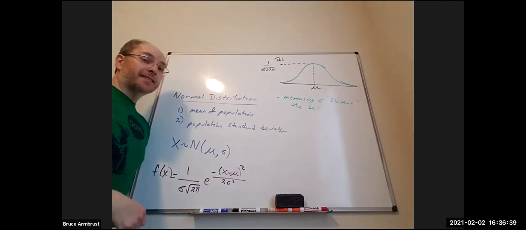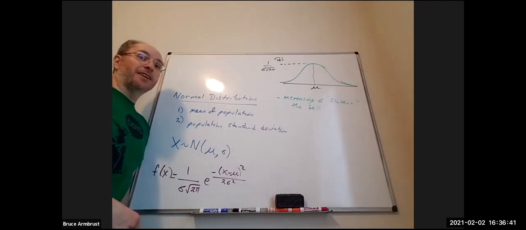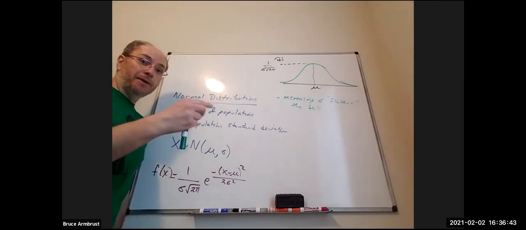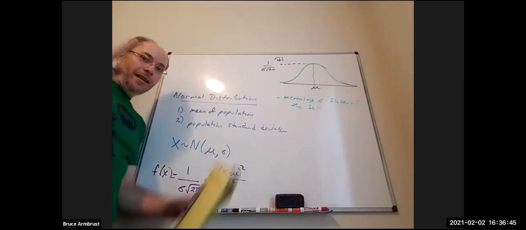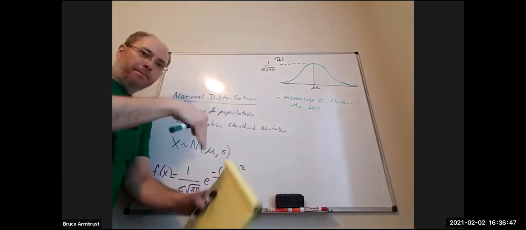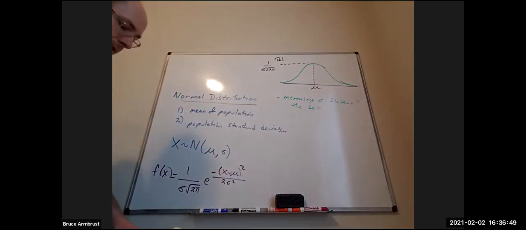If sigma gets small, so things are not spread out very much, that bell gets nice and tall and kind of gets a nice big peak. All right, so that's what happens with sigma.